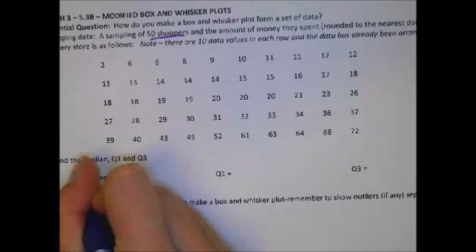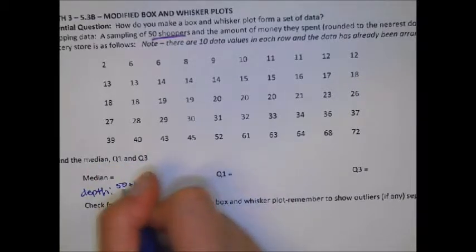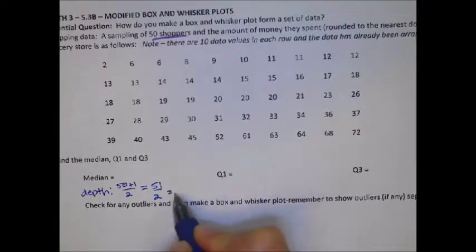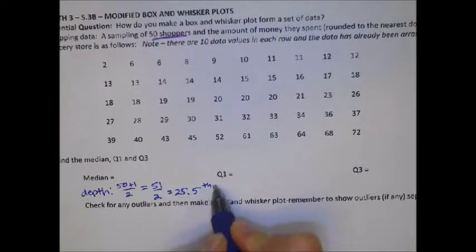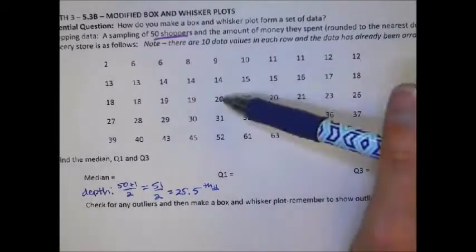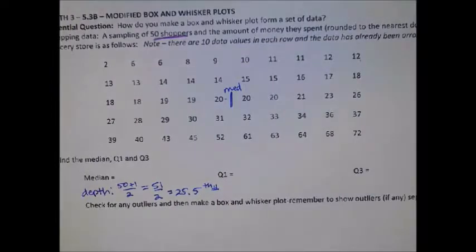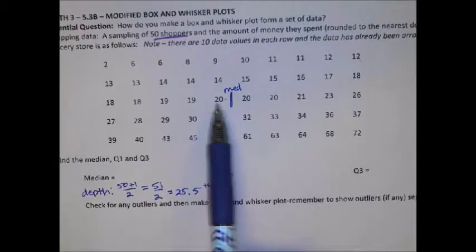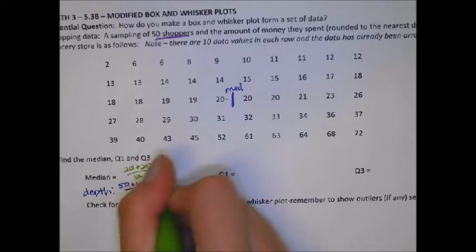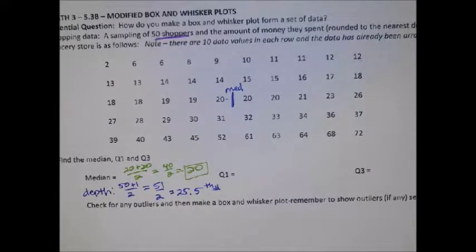So let's go ahead and find the median. For our depth, we use n plus 1 divided by 2. We have 50 data points, so 50 plus 1 divided by 2. 51 over 2 is the 25.5th number. So, this is 10 numbers, 20 numbers, 25.5, so it's right here. This is where our median is. That means we take the average of the 25th and 26th: 20 plus 20 divided by 2, is 40 over 2, is 20. That's our median.